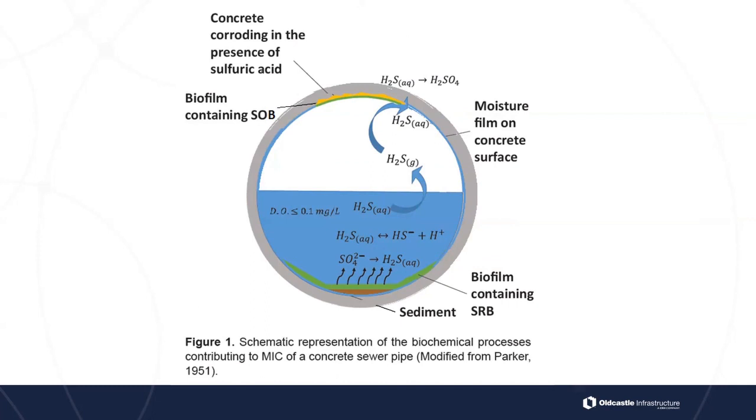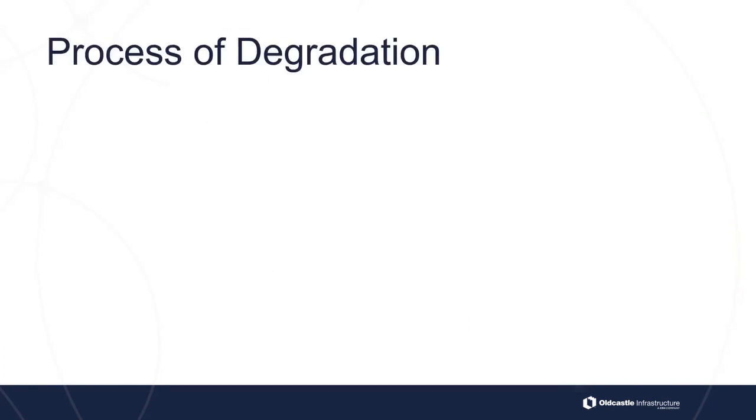So exposure to acid results in the decalcification of hydrated products, beginning with calcium hydroxide, and it results in the eventual breakdown of the microstructure, increased porosity in the concrete, and decreased mechanical properties of the concrete itself. So let's talk about the process of degradation and how it really occurs.